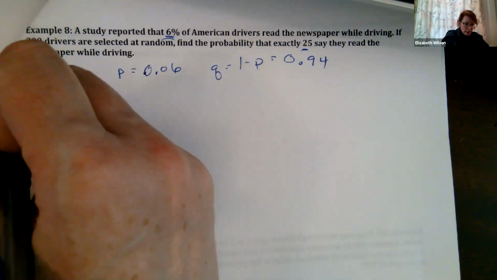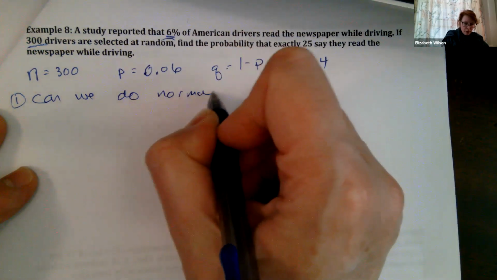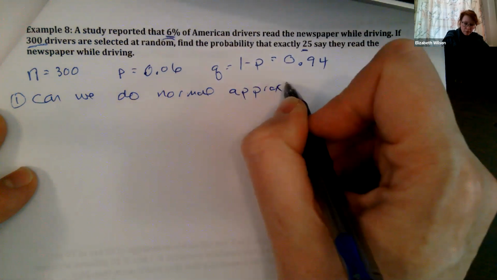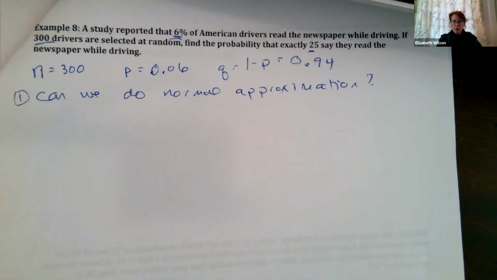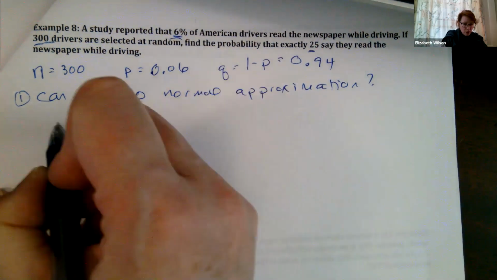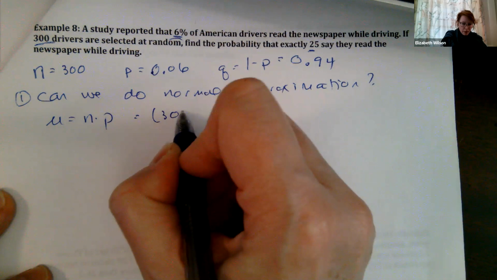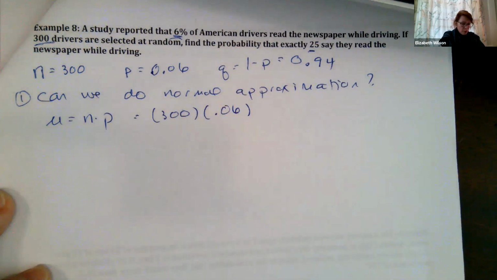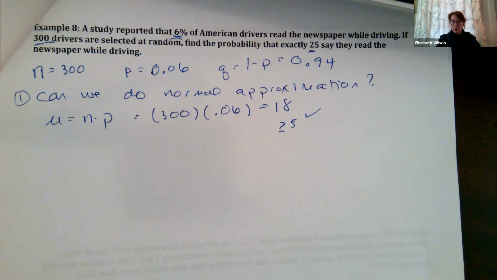First off, can we do a normal approximation to this curve? Now it's binomial because, right, do you read while driving, yes or no? So you can see how that fits into a binomial type of question. So can we do a normal approximation? Our mean is going to be n times p because it's binomial. Our n is 300, our p is 0.06, and we multiply those out. This is 18, which is greater than or equal to 5. So it satisfies n times p greater than or equal to 5 in order to do that.